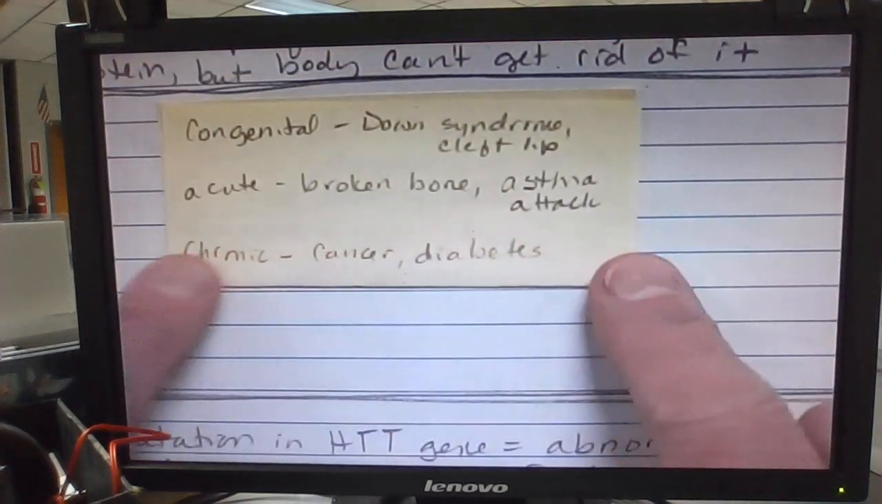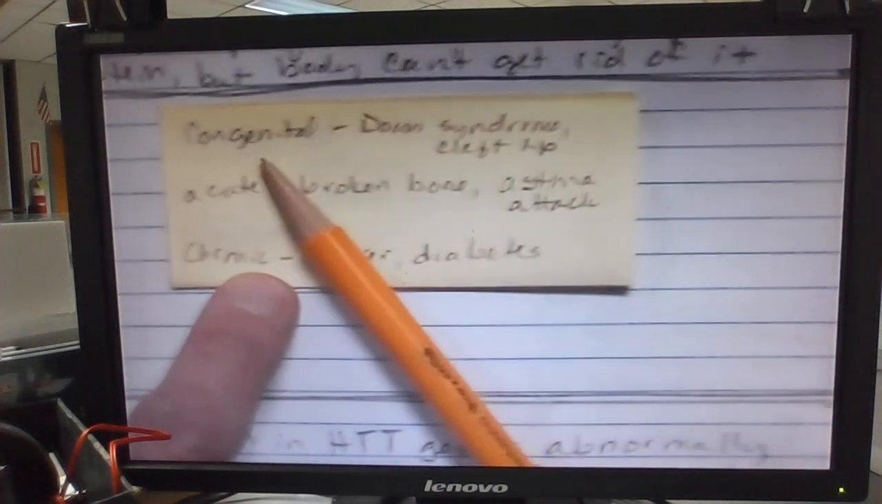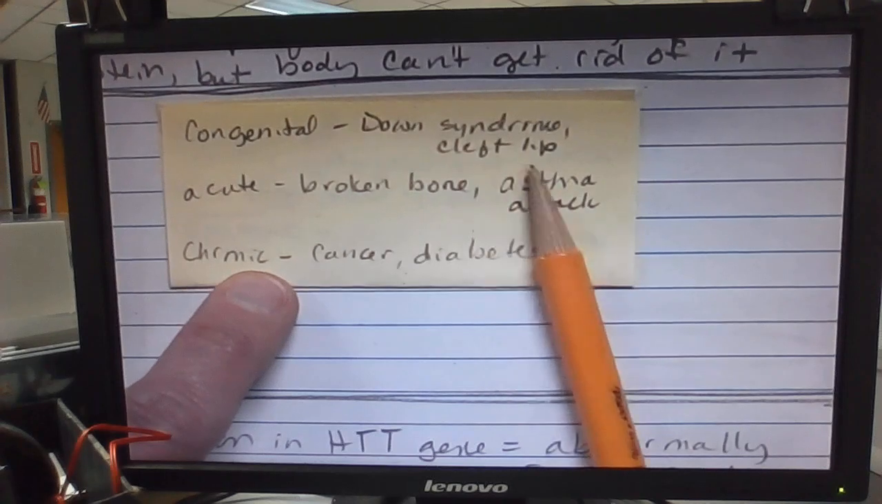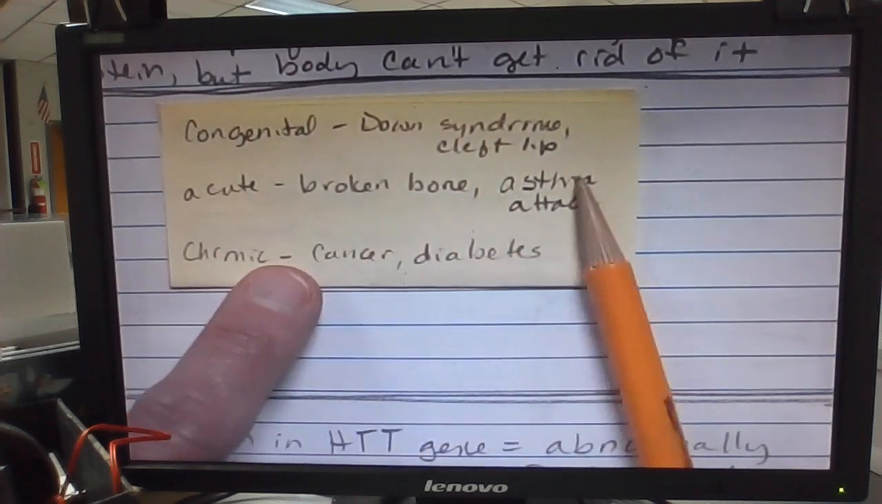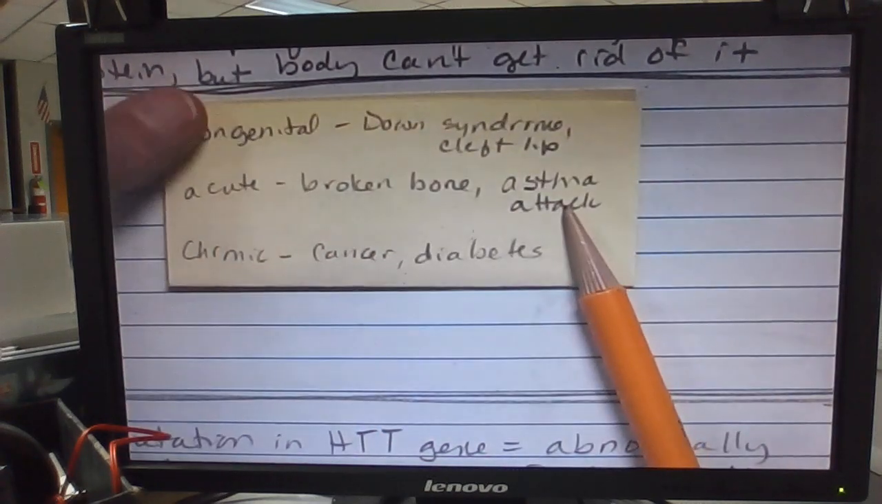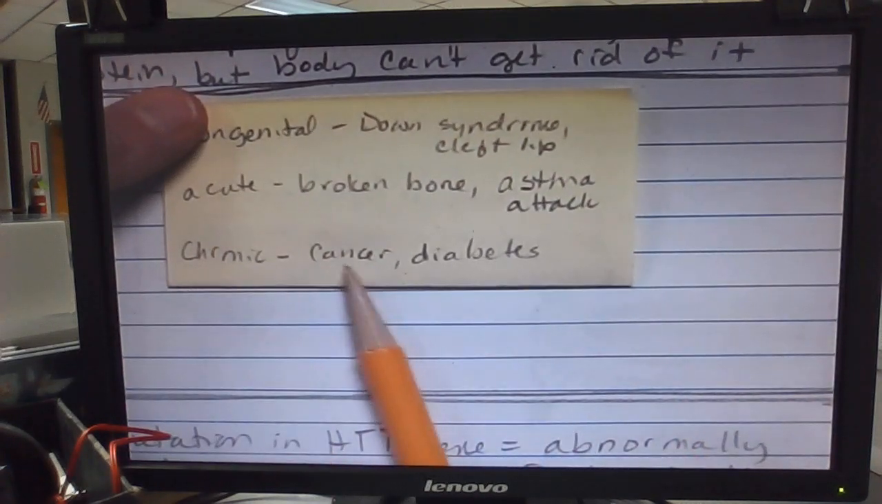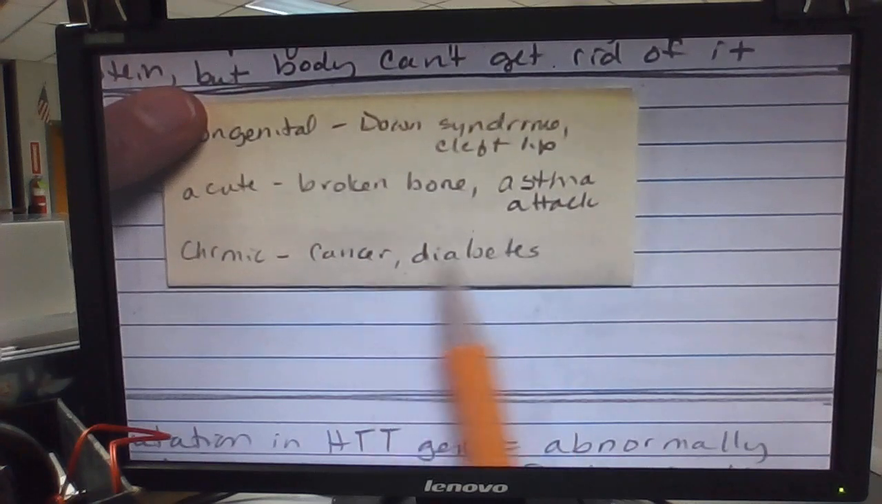Then underneath here, just some examples for myself. Examples of congenital disease: Down syndrome or a cleft lip. You're born with that. Acute: broken bones, asthma attacks that come on suddenly, but they can be treated. Chronic diseases are long-term or lifelong, like cancer or diabetes.